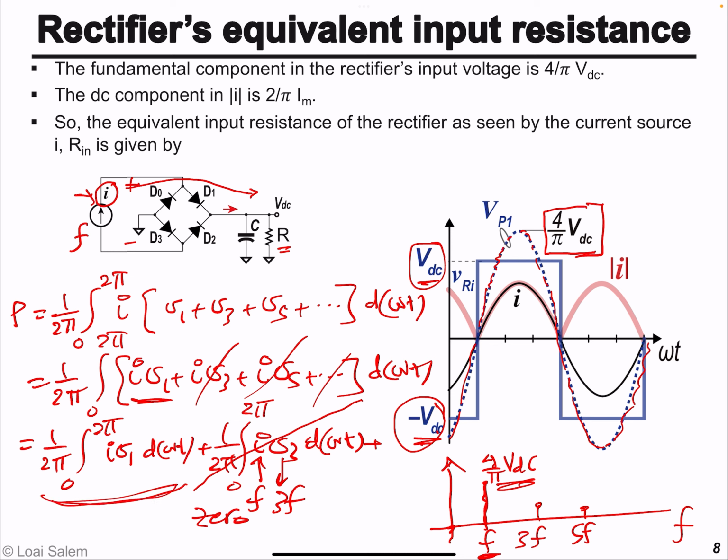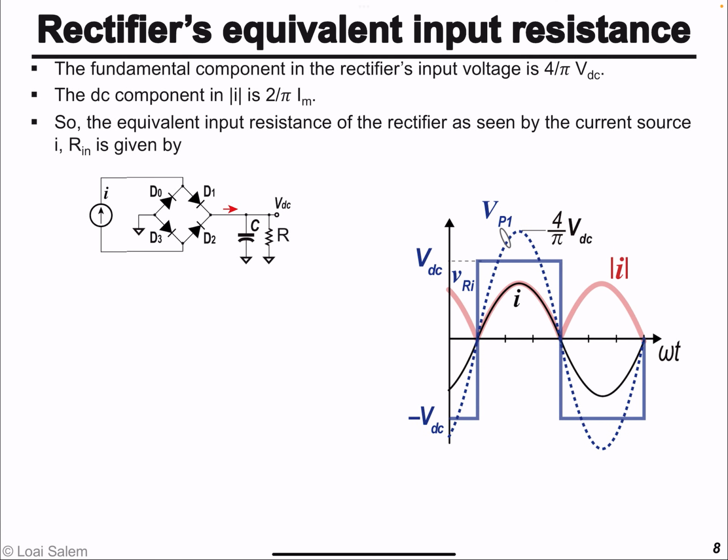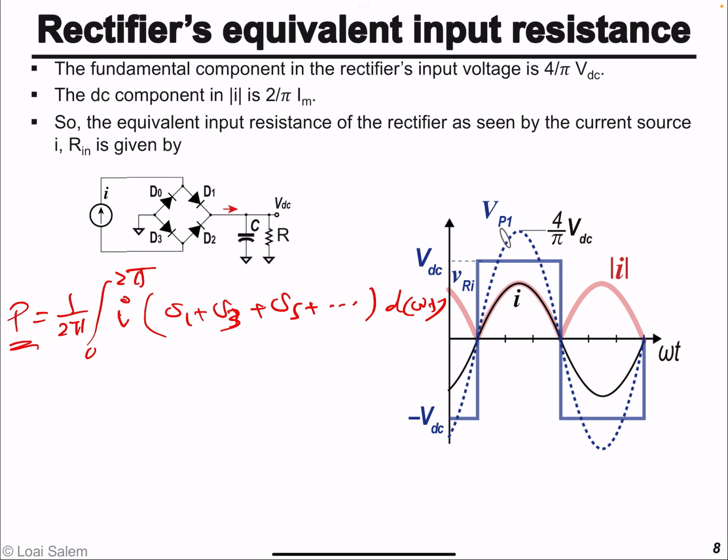And that's why I say that the voltage, since it's square, has a fundamental and higher order harmonics, but the only component that will carry average power to the load is just the fundamental component. So again, we have I times V1 plus V3 plus V5, and so on. The only component that will carry real power to the DC load is just the fundamental component V1 of the voltage across the current source, which, as we found, is a square voltage.